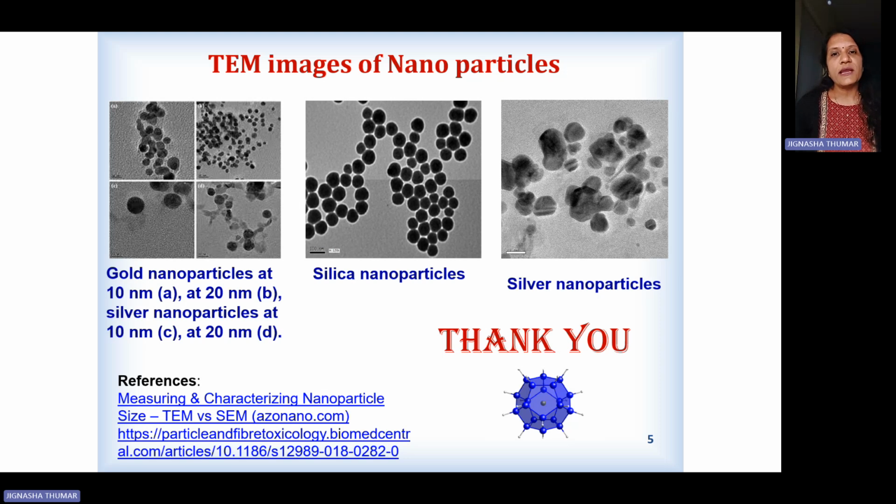So transmission electron microscopy is a very basic and primary tool to know the physical properties of nanoparticles. As I mentioned, there are many other methods, but we are discussing only this one today. Maybe in the next session, we will discuss the other methods or techniques as well.